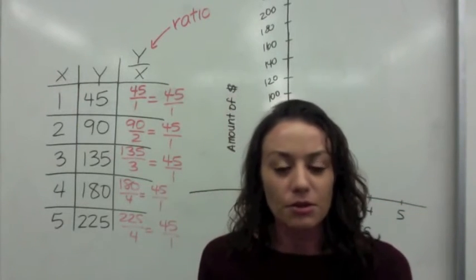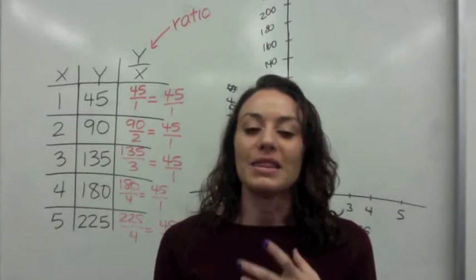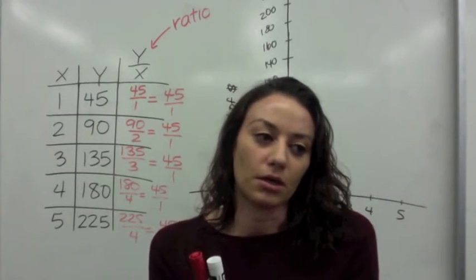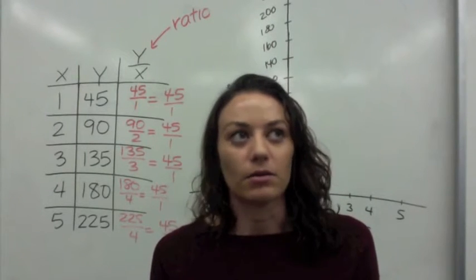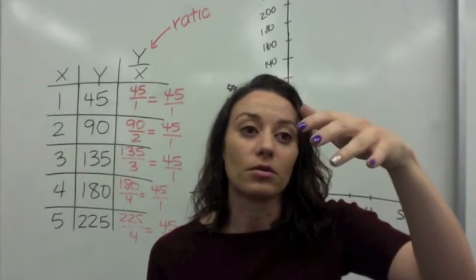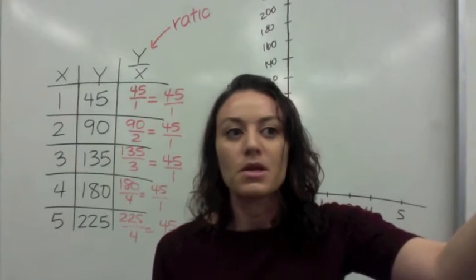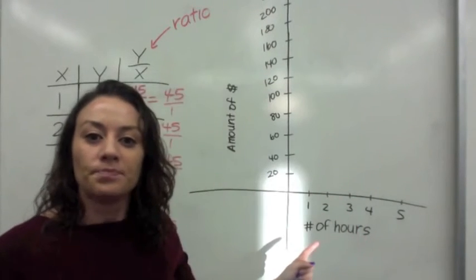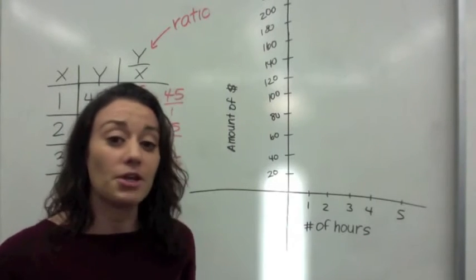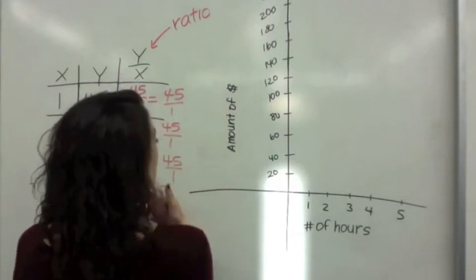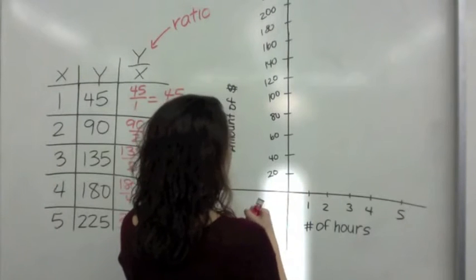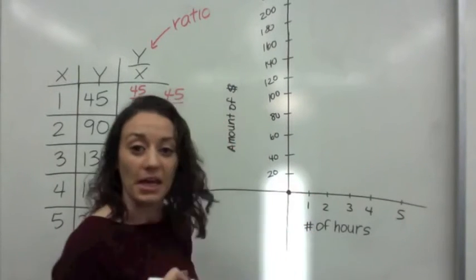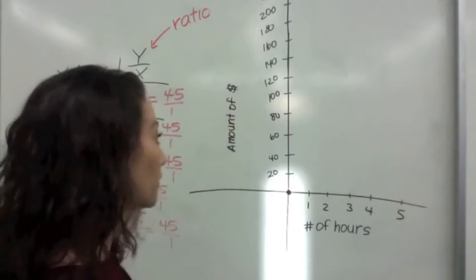You understand? Yes? So in this situation, the money you make, which is the Y, is going to depend on how many hours you work, which is the X. This is proportional, and you are going to start at 0, 0, even though it's not written. So let's go ahead and graph it. At 0, 0, that means I've worked no hours and I made no money, and that sucks. So that's why I go to work.